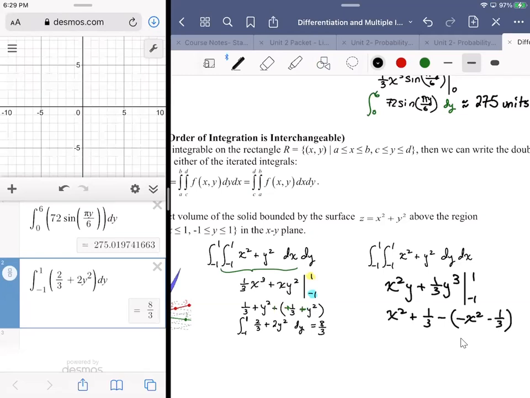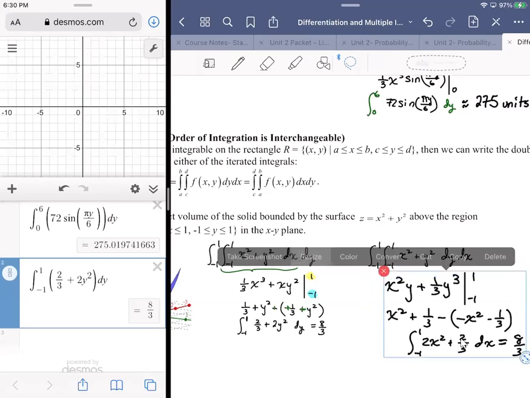So that cleans up to 2x squared plus 2/3 integrated over -1 to 1. This time dx, it's the same integrand over the same interval. So it's still going to be 8/3. Right? So not too difficult to demonstrate Fubini's theorem here.